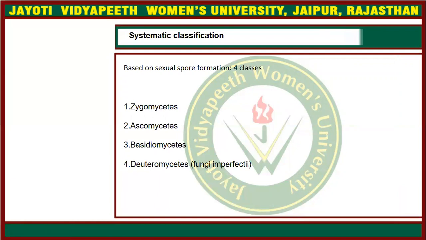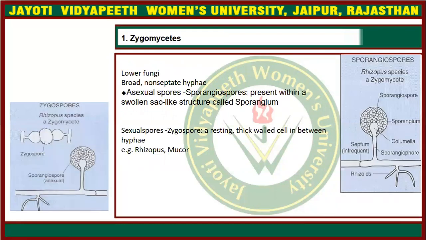So now come to the topic classification of fungi. The systematic classification on the basis of sexual spores divides the fungi into four types. On the basis of sexual spores, we divide the fungi into four types. The first one is zygomycetes.